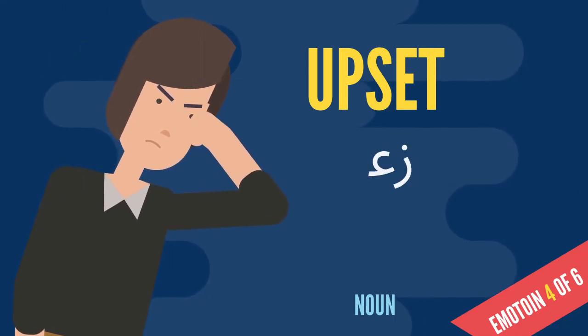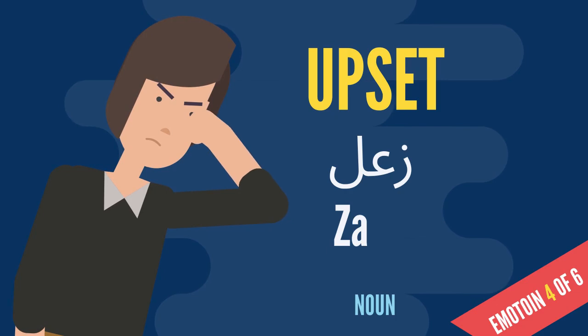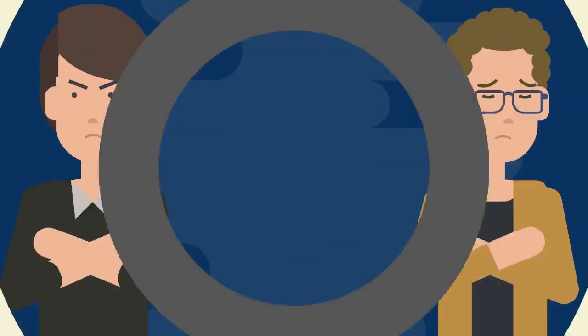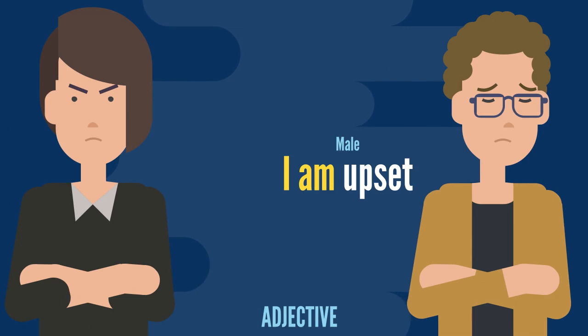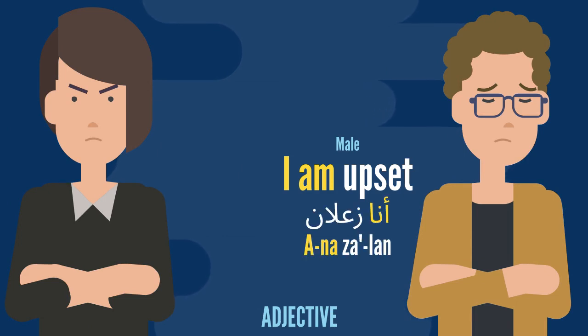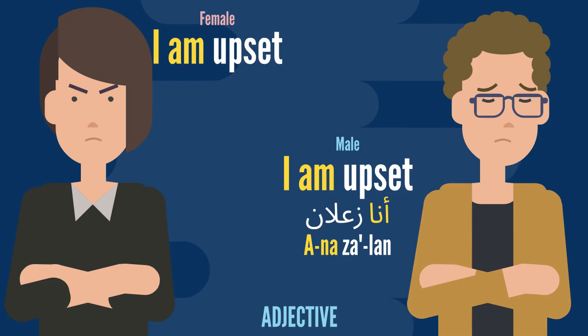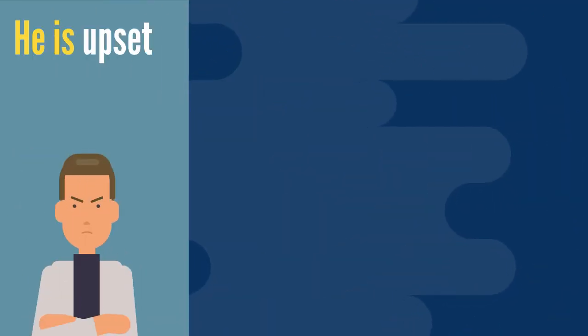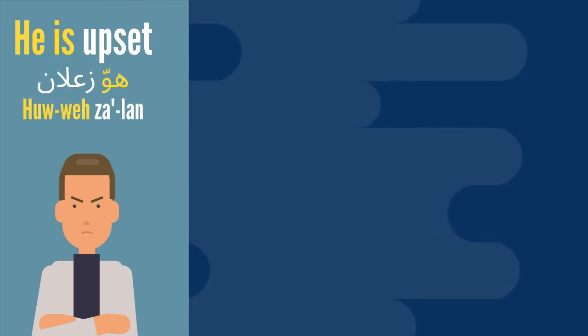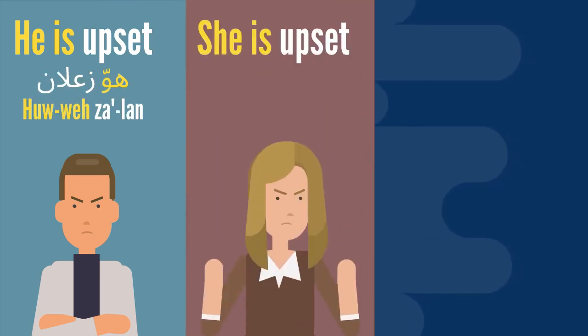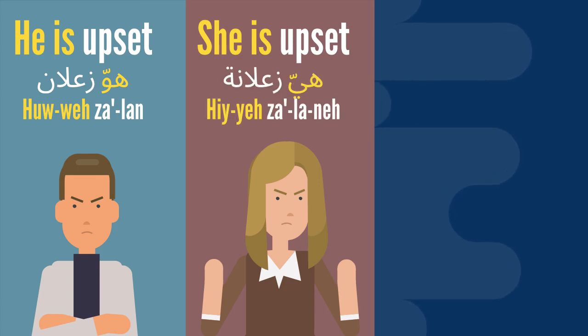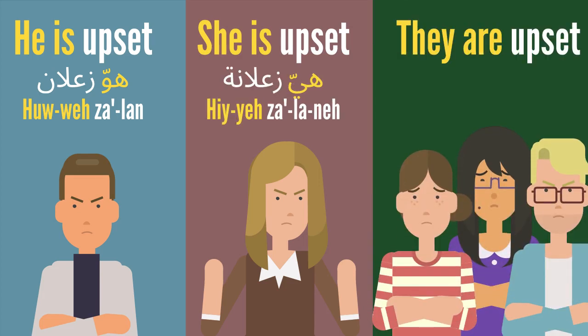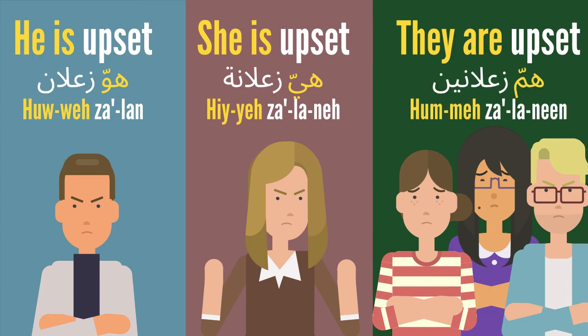Next is upset, zal, as a noun. Now as an adjective, I am upset for male, ana za'lan. For female, ana za'lane. He is upset, huwa za'lan. She is upset, hiya za'lane. They are upset, hum za'lanin.